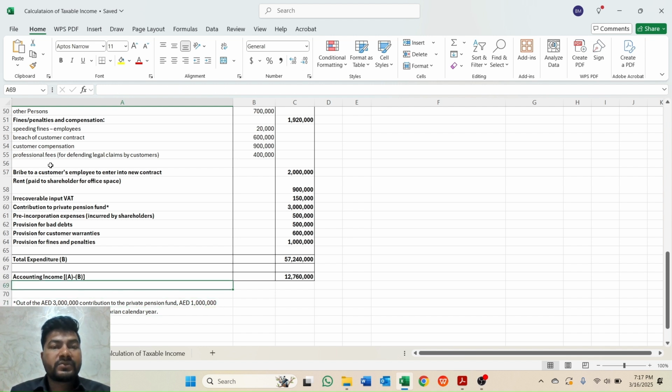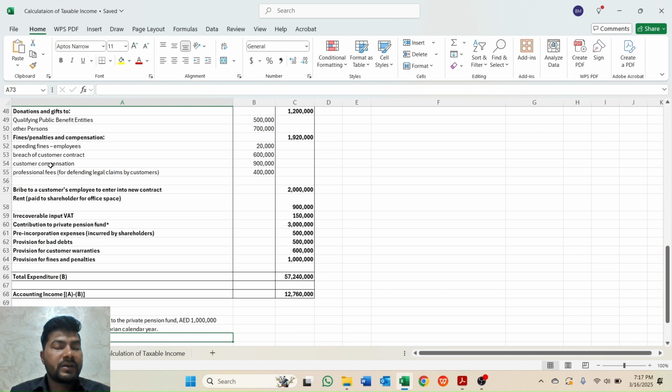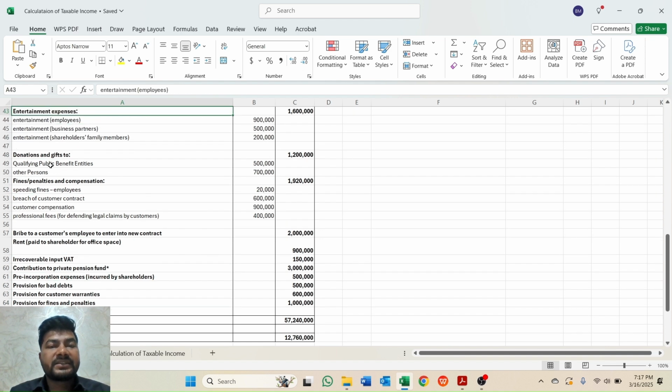Here again, out of 3 million contribution to the pension fund, AED 1 million remained unpaid during the year 2024. So in the financial statement, a total expenditure of 3 million is shown here, but 1 million is unpaid. So this is to be added back. I will come to this provision. I'll show you all these things one by one.